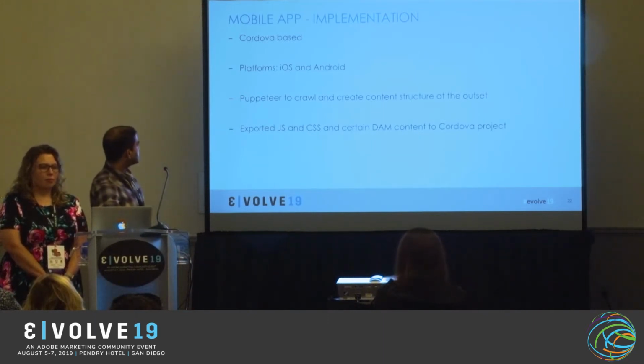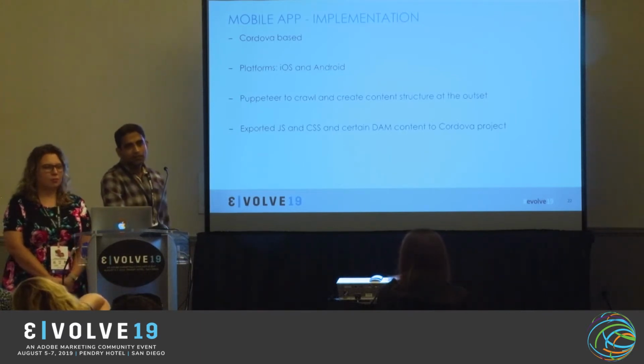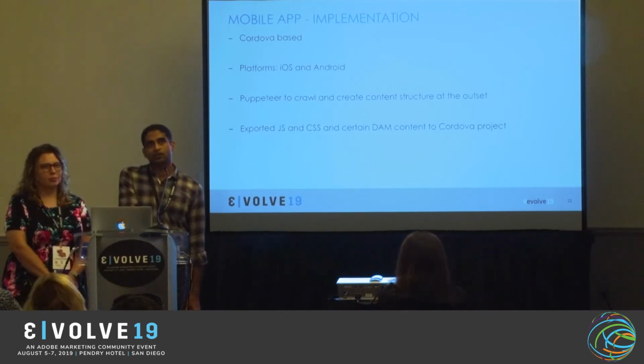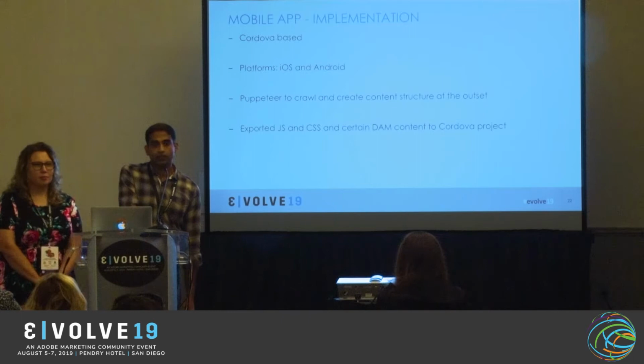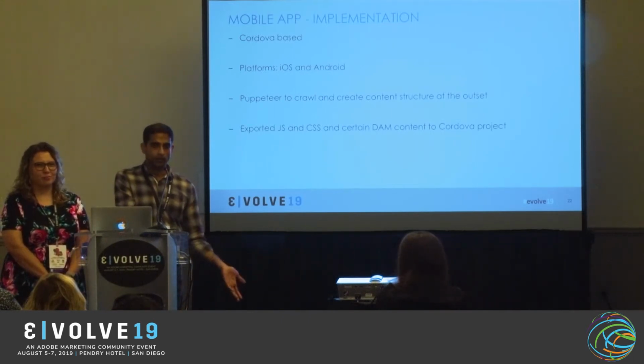We used Puppeteer to crawl and create a content structure initially. There was one risk that we had: Puppeteer can basically just download the rendered HTML, but in this case that wasn't enough, because with SPA everything is an iframe inside, so you need to make sure that you get the content.